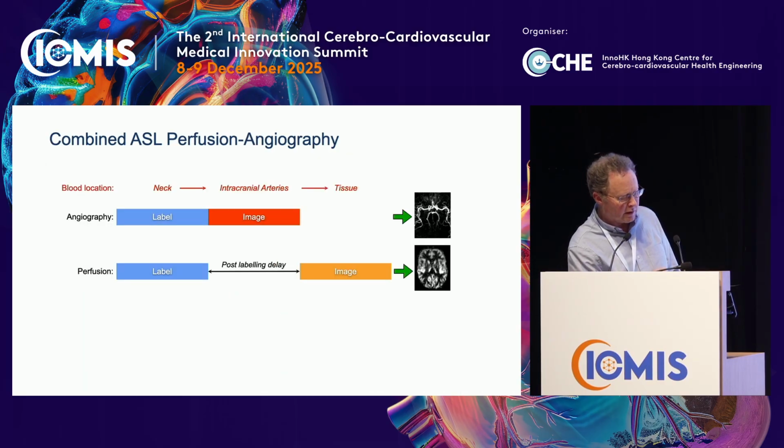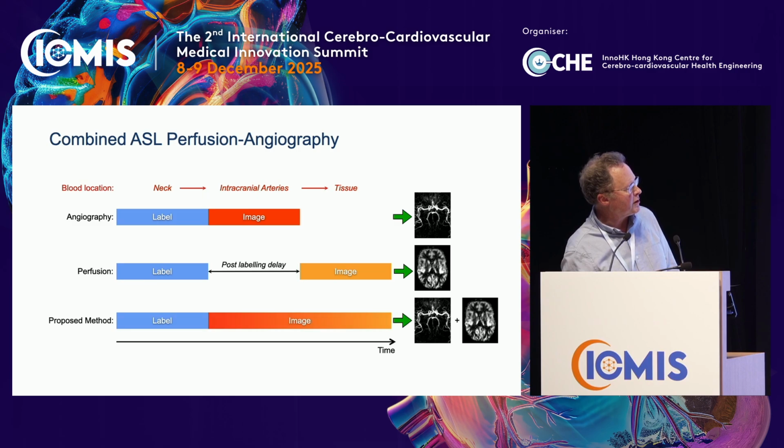Now, one of the things that we've realized is that when we conduct our angiography experiment, we're doing our labeling and then immediately following it with the imaging portion. For the perfusion, we're doing the same labeling and leaving a post-labeling delay before we have a readout to give us our perfusion images. And we wondered if it would be possible to combine these two things into a single experiment, where from a single label we would be able to get both the angiographic information and the perfusion information from the same data.